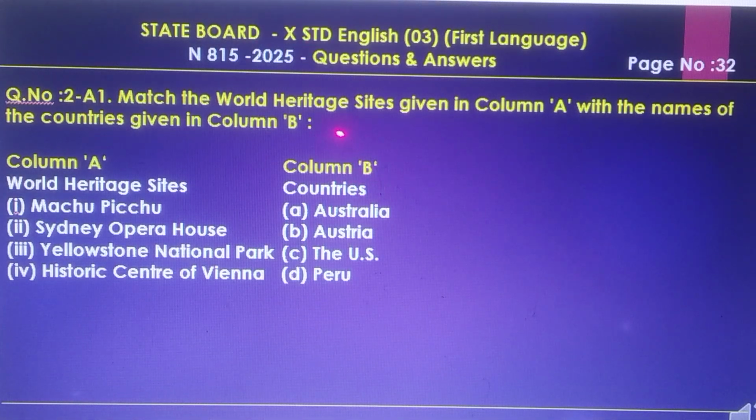Match the World Heritage sites given in column A with the names of the countries given in column B. World Heritage sites: Machu Picchu, Sydney Opera House, Yellowstone National Park, and the historical center of Vienna. Countries: Australia, Austria, Peru, and the US.